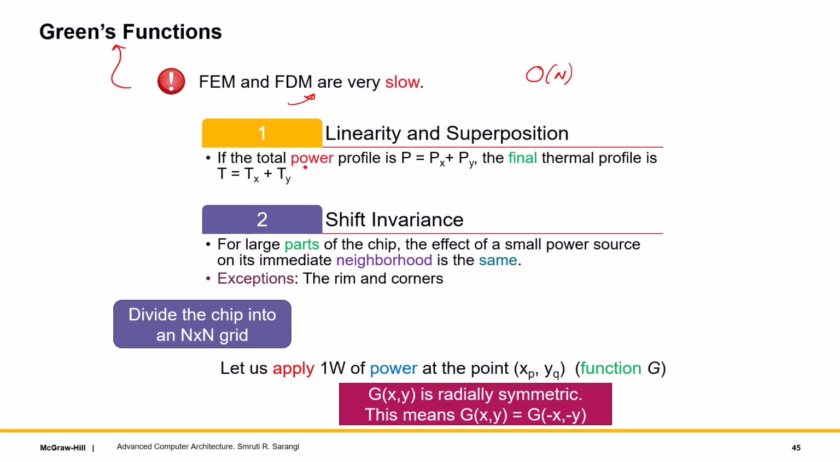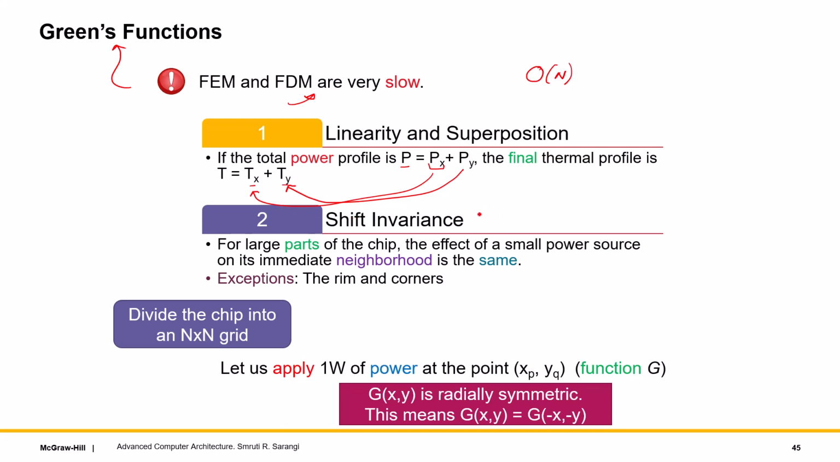And how does that happen? Well, we will use the concept of linearity and superposition. So if the total power profile is P equal to Px plus Py, the final thermal profile we are assuming will be Tx plus Ty. In the sense, for this power I compute the temperature, for this power I compute the temperature, and I add them. And whatever is the result, the sum, that is equal to the thermal profile or the temperature profile.